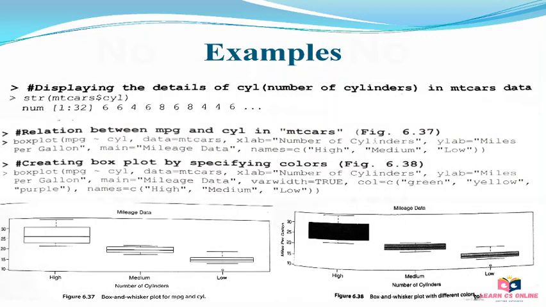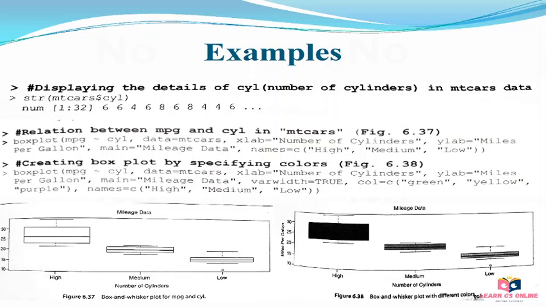This slide shows some examples of using the boxplot function and its parameters. The first function displays that there are 32 observations in cyl and each observation has either 4, 6 or 8 cylinders. Thus, 3 groups exist for cylinders in mtcars.